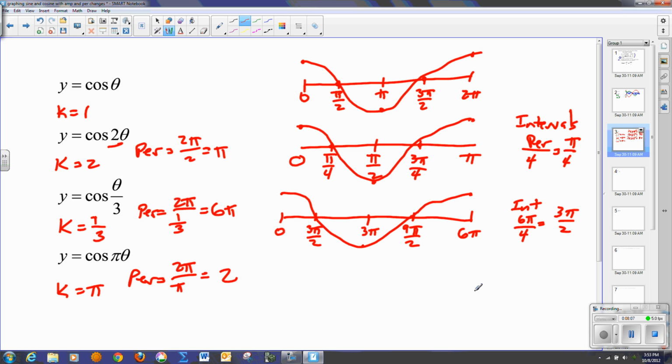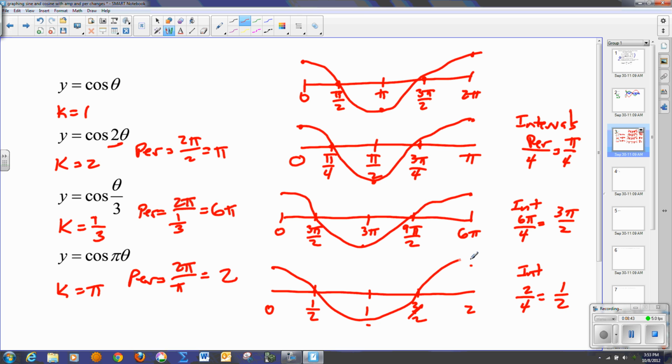Lastly, if I go from 0 to 2 and find my intervals from 0 to 2, I take my period, which is 2, divide that by 4, representing the 4 quadrants, and I get intervals every half. So I go to a half, 1, 3 halves, and 2, and I graph the cosine function. And the cosine function is going to look similar to what we've been doing. So all the same graphs, they just happen at different points in time based on the period change.